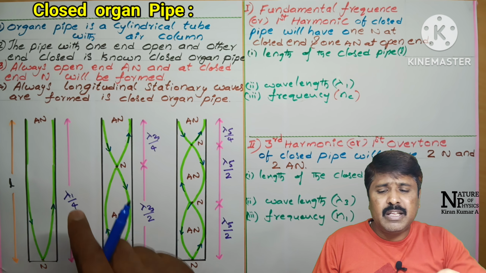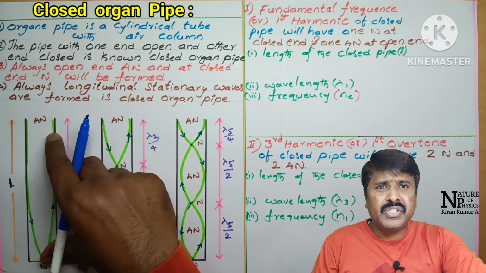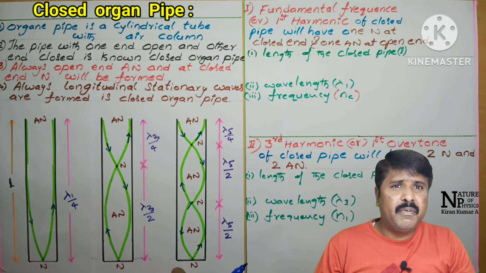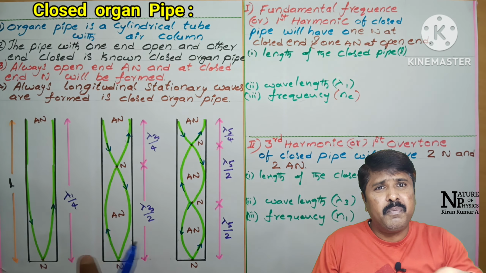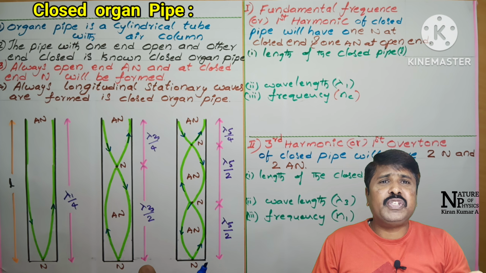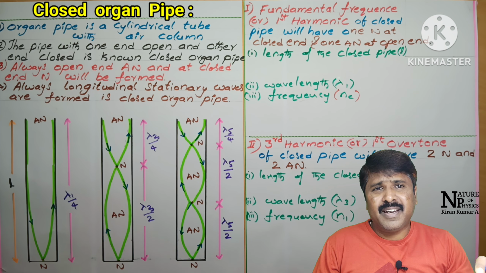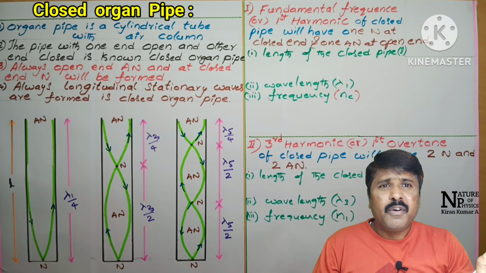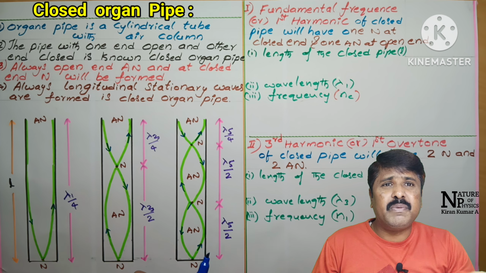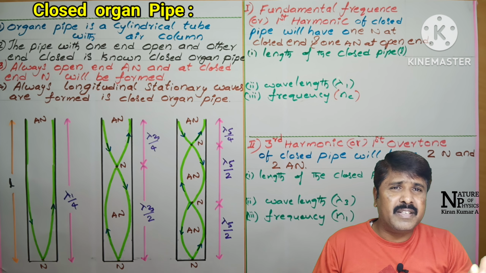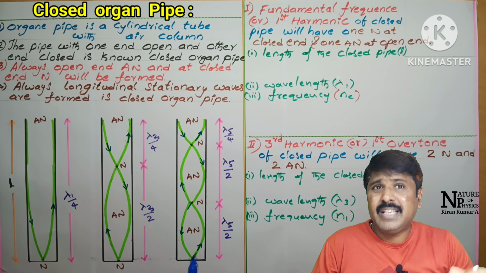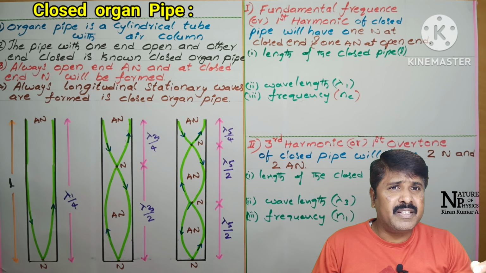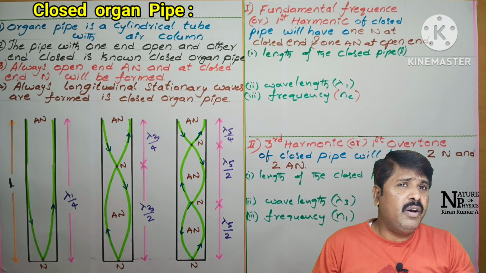The minimum frequency with which a stationary wave forms is called the fundamental frequency. The minimum frequency is one loop only, here for the first diagram. Next, harmonics and overtones are there. Harmonics and overtones are alternate names for the frequencies. The frequencies which are integral multiples of the fundamental frequency are called harmonics. Then the higher harmonics are called overtones.